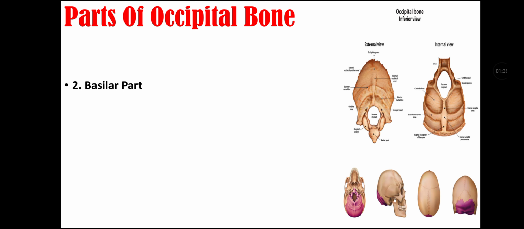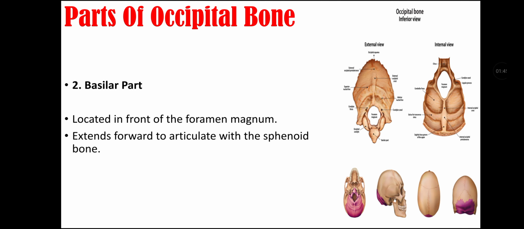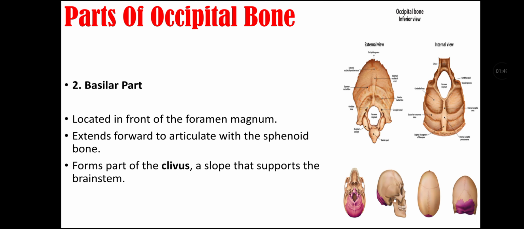Next part of occipital bone is basilar part. This is part of occipital bone that is located in the front of foramen magnum. It extends forward to articulate with sphenoid bone. It forms part of clivus, that is a slope that supports the brainstem.